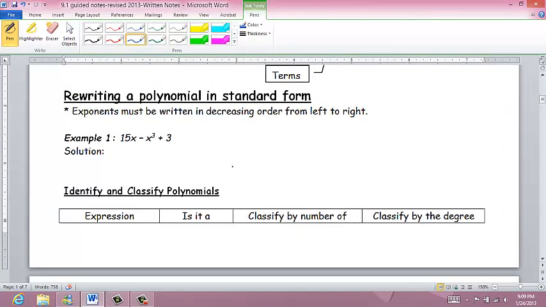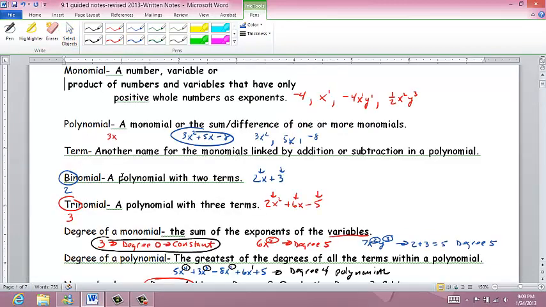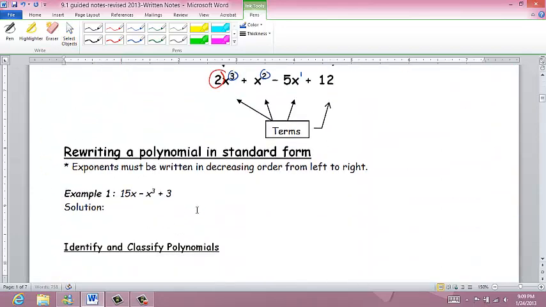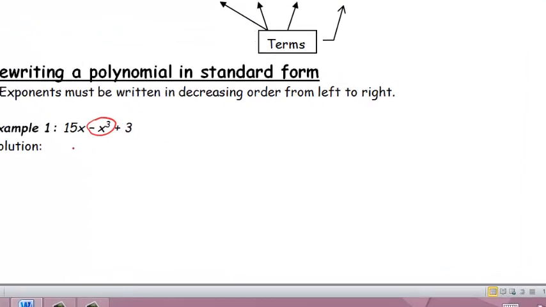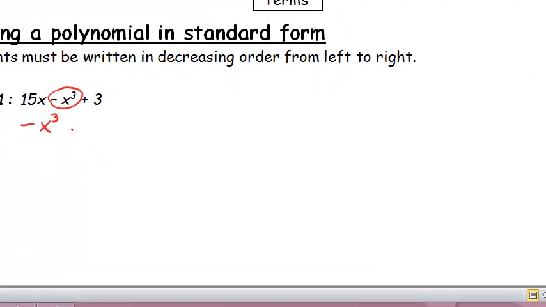Now, how do we write them in standard form? Well, basically we look at the degree of each term, and we want to start with the highest degree. And remember, the exponents must be written in decreasing order from left to right, so in descending order by degree. So this is the highest degree, 3, so that would have to be first. But remember, always take the sign to the left of the term. So the sign to the left is negative, so we would say negative x to the third.